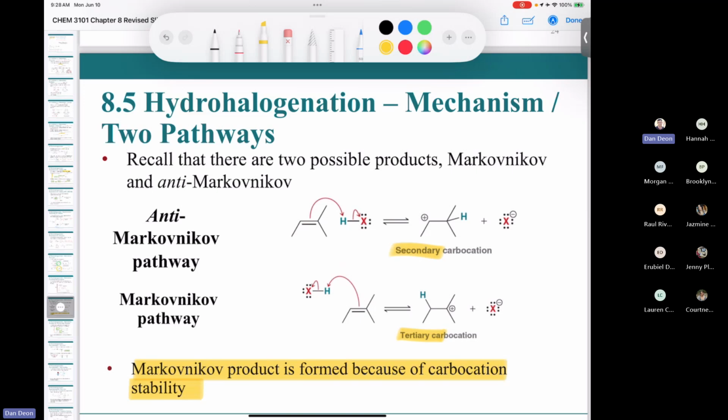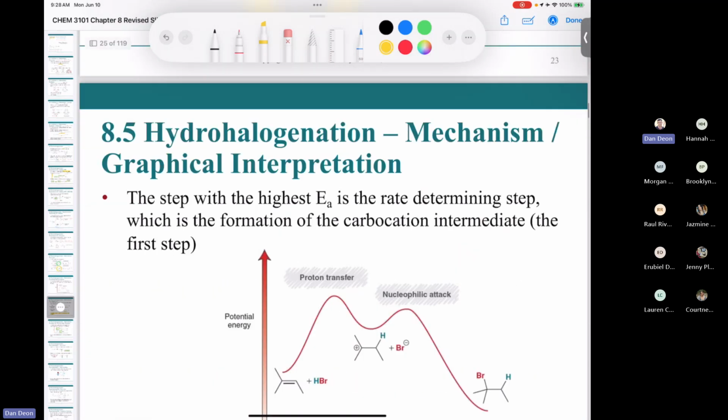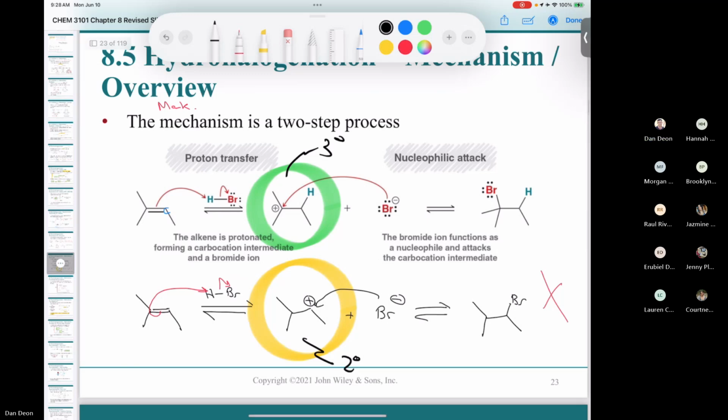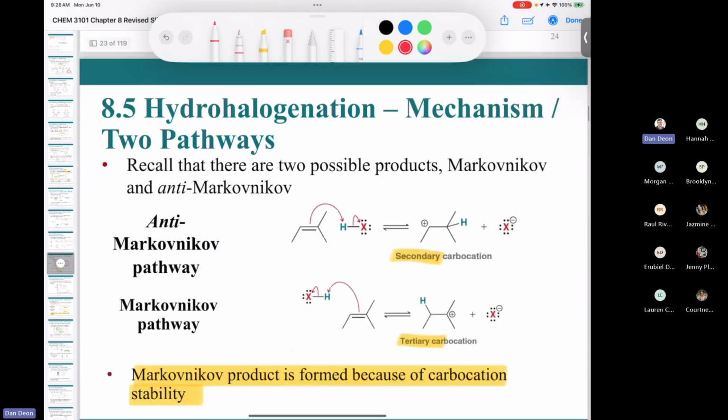Okay, give me a thumbs up if that makes some sense to you. You're like, well, yeah, that makes sense. You're going to form the most stable carbocation, and then your nucleophile comes in, and bingo, bango, bongo. Okay, so I want you to be fully aware, I'm going to put a red star on this, of the mechanism of Markovnikov addition of HBr, HCl, or HI across an alkene, across an unsymmetrical double bond.